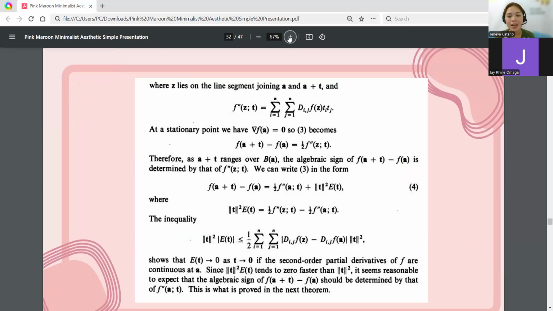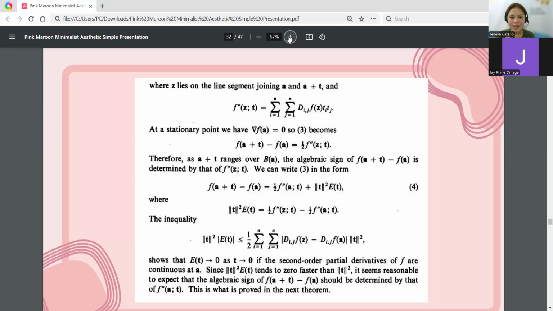Where z lies on the line segment joining a and a plus t, and f to the power of n of z and t is equal to the summation over i equals 1 to n and the summation over j equals 1 to n of D sub i j f of z, t sub i and t sub j. At a stationary point we have the gradient of f of a equal to 0. So (3) becomes f of a plus t minus f of a equal to this one.